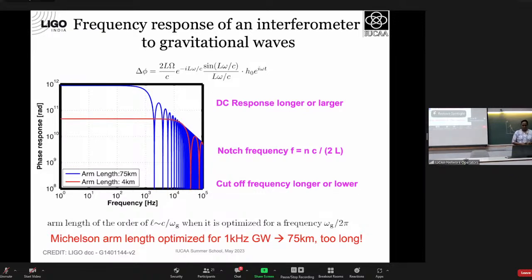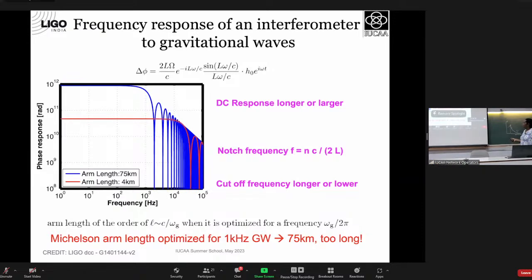And now if I look at the frequency response of an interferometer, this is how it looks. You have the gravitational waves coming in at these frequencies, and the response of my interferometer will look something like this. So what you can see is, for length, you have a 75 kilometer interferometer, and then you have a 4 kilometer interferometer. As you can see, the DC response is larger for the longer one. So you have to make a trade-off between both.